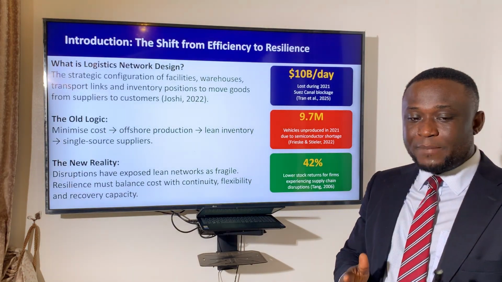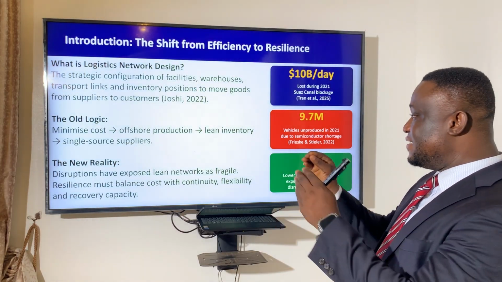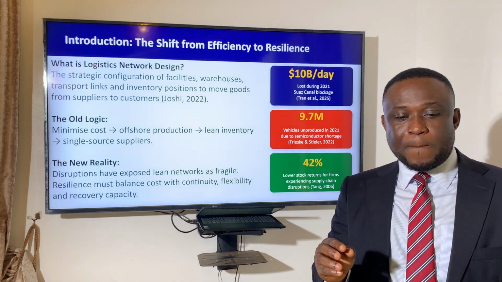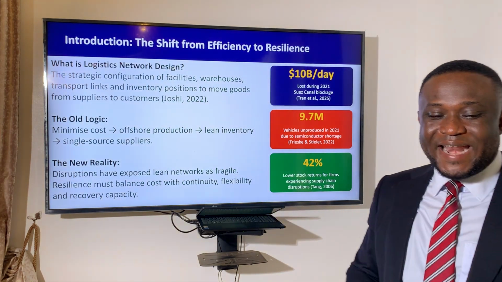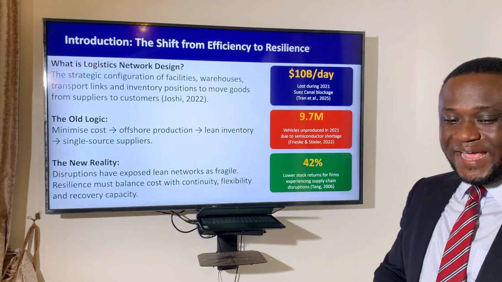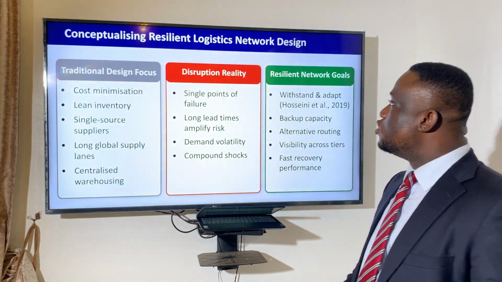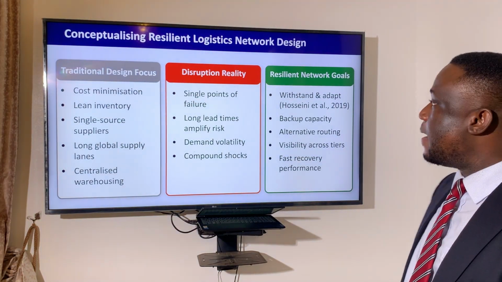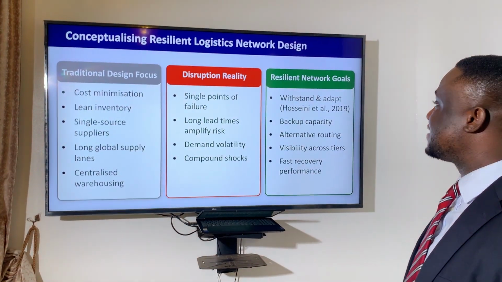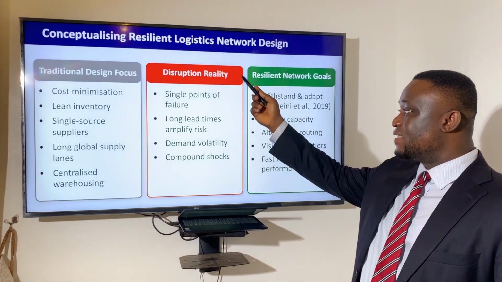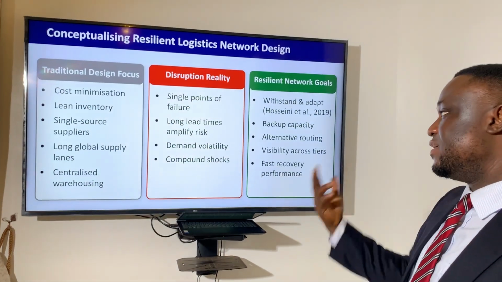It shouldn't always be about where systems are built just to cut costs, just to provide some lean systems. No, we should rather look at a more resilient way of creating continuity, flexibility, and having more recovery capacity in the event of such crisis. So we'll be looking at conceptualizing resilient logistic networks. So as I said before, the traditional design focus has always been about cost minimization, lean inventory, single source suppliers, long global supply lanes, centralized warehousing.